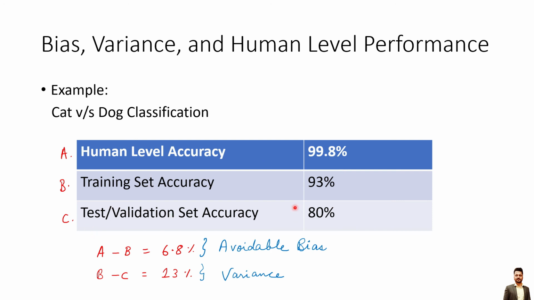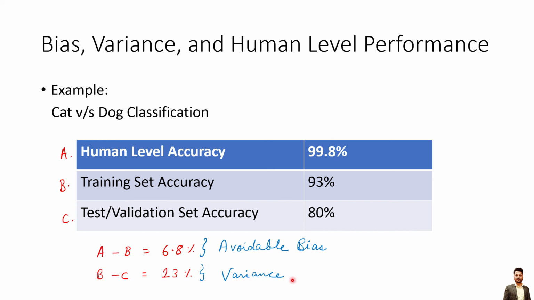Now test accuracy 80%. Why? Because you might have trained it more and you have hit overfitting, and that's why you are unable to perform well and you are getting 80% accuracy. So the difference: the training accuracy was 93%, testing should have been near to 90, 91, 92, something like that, but you are getting 80%.